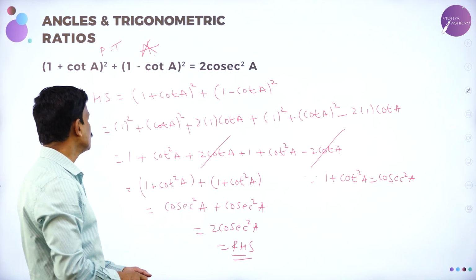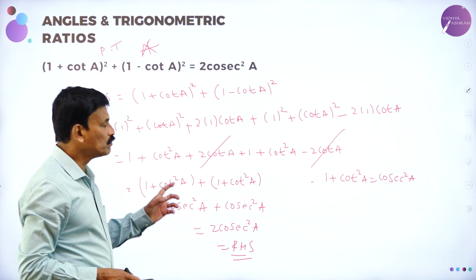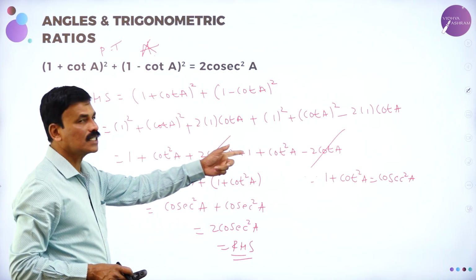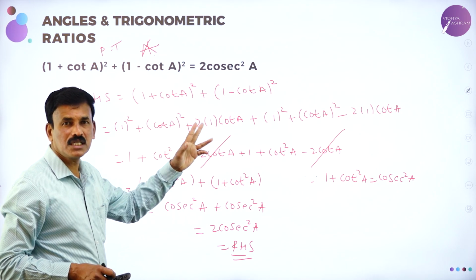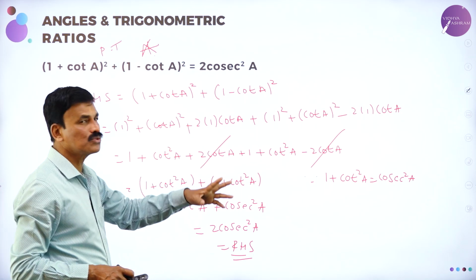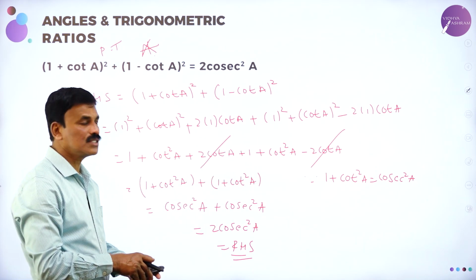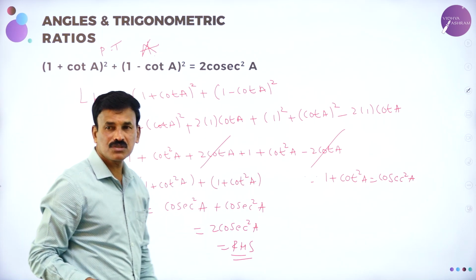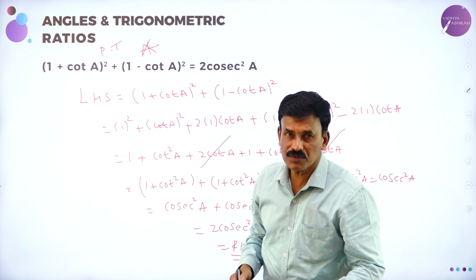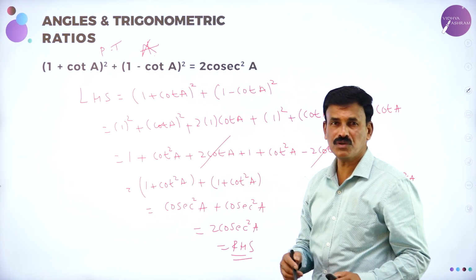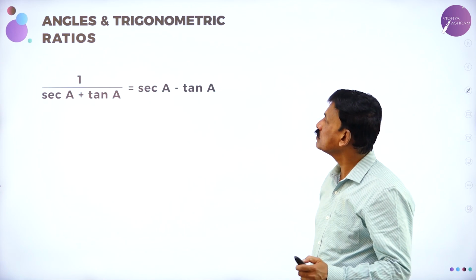That's it. Very simple problem. Just cancel the terms which get cancelled, applying A plus B and A minus B whole square. Plus 2 cot A minus 2 cot A gets cancelled. 1 plus cot square is cosecant square. Again 1 plus cot square is cosecant square. Cosecant square plus cosecant square is 2 cosecant square A, which is the required RHS. Hope you followed. Now move on to the next problem.